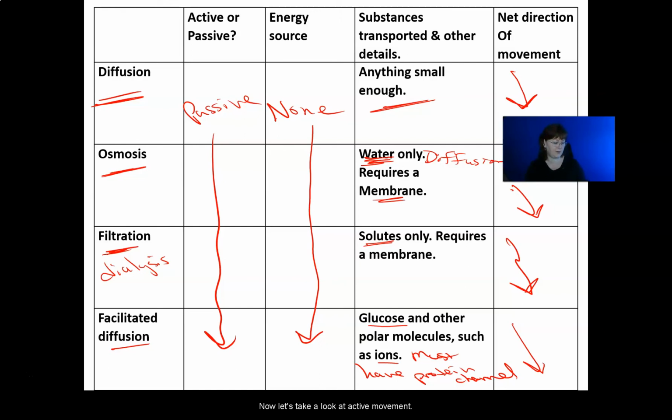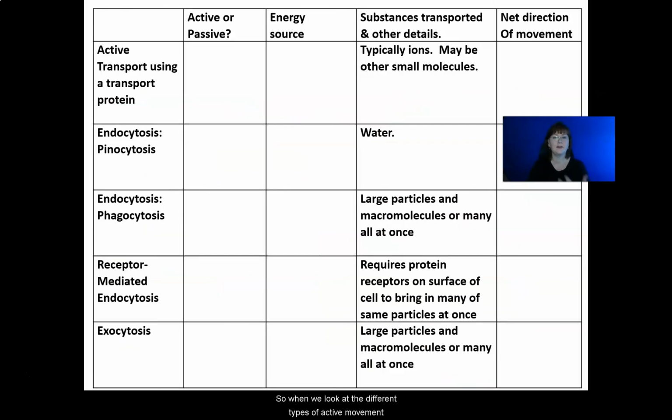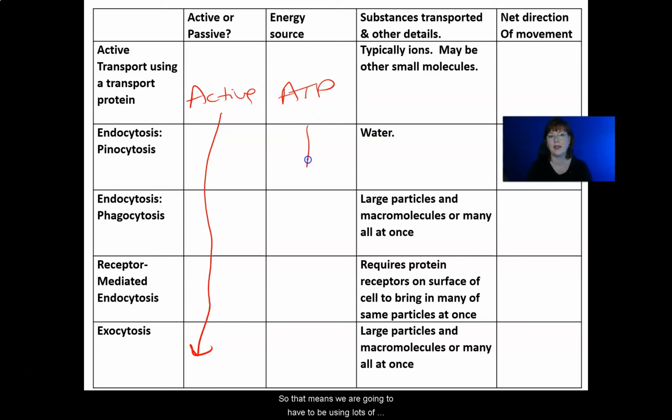Now let's take a look at active movement. So when we look at the different types of active movement, we're talking about active transport, maybe just using a transport protein, a protein pump, or we might be talking about moving lots of things or really big things all at once, which would be endocytosis or exocytosis. So all of the ones on this page, if you remember, are all different types of active transport. If you're active, that means you're using energy, right? So that means we are going to have to be using lots of ATP for these processes.